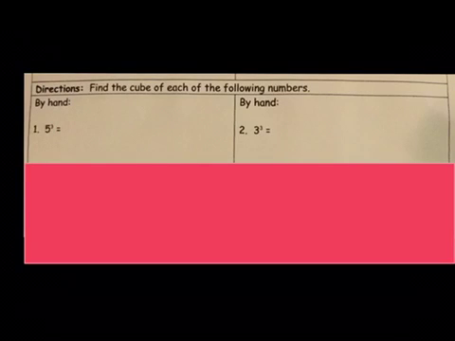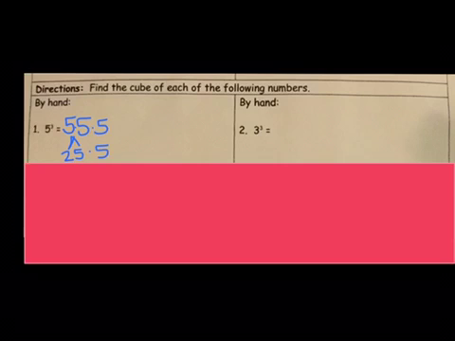Now we're finding the cube of each of the following numbers. For number 1, you're doing this by hand, no calculator. We want to find 5 cubed. What does that mean? It means 5 times 5 times 5. Let's break this down. 5 times 5 gives you 25.